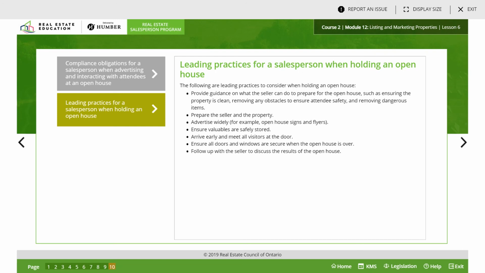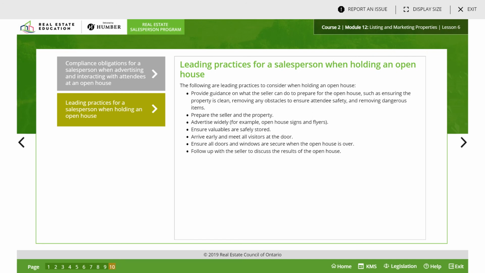Leading practices for a salesperson when holding an open house. The following are leading practices to consider when holding an open house. Provide guidance on what the seller can do to prepare for an open house, such as ensuring the property is clean, removing any obstacles to ensure attendee safety, removing dangerous items. Prepare the seller and the property.